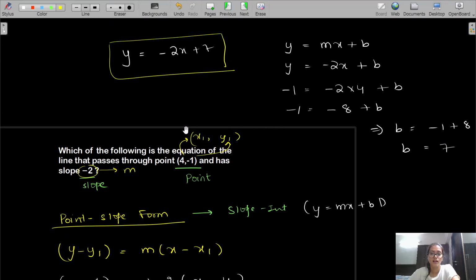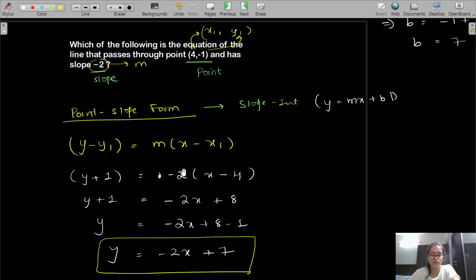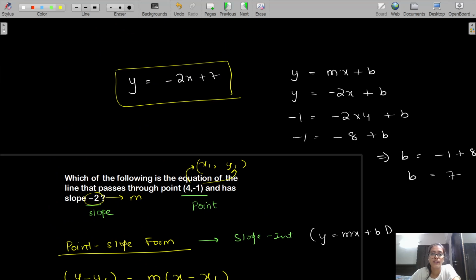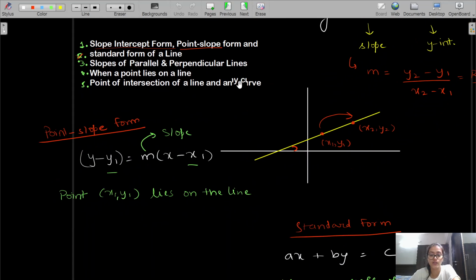Okay, but I think that this method was easier, when we found the equation using the point slope form, and converting point slope form into slope intercept form is pretty simple. All right, next we have slopes of parallel and perpendicular lines. So this is interesting.